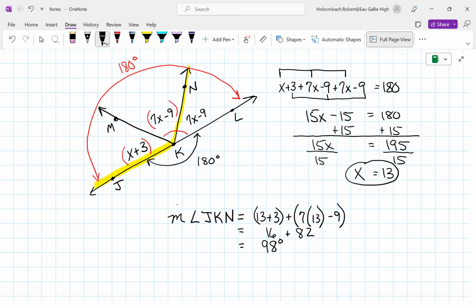So does that help a little bit from yesterday? The key is, to me, drawing a diagram, getting the data into the diagram, using your highlighters to mark up what you're actually looking for, set up your equation, solve for x, and then substitute.